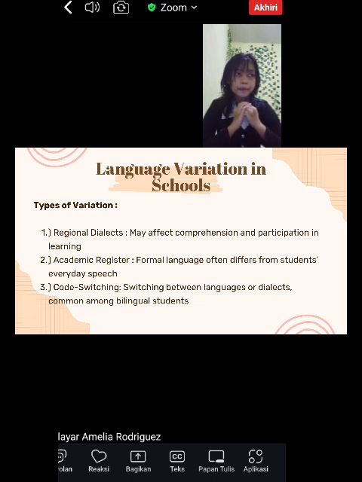For an example, I am from Trenggalek and my friends from Kediri. We are both from East Java, but there's a difference in our Javanese, even though our places are very close geographically.